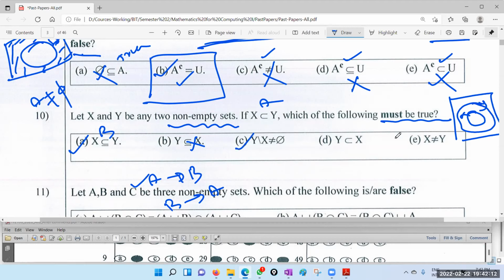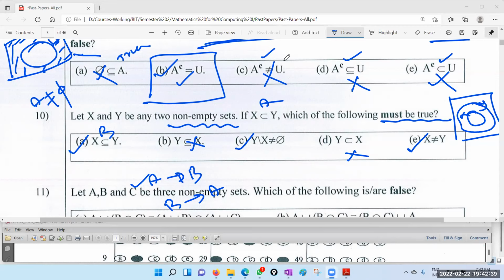This one says Y is a proper subset of X. No way. X is not equal to Y. When X is a proper subset, there's no way X and Y are the same. Yes, must be true. So the answer is ACE. Anyone got the answer ACE for the 10th?